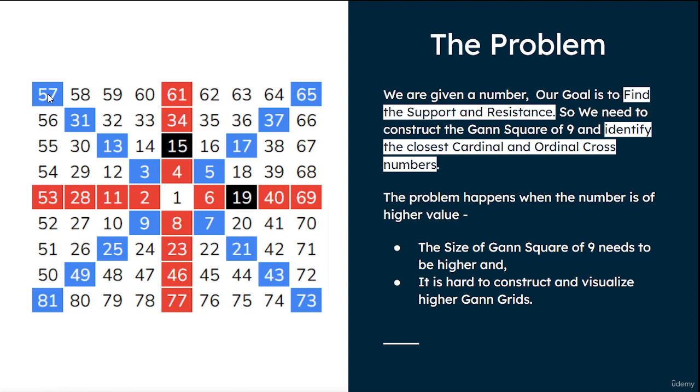This is a Gann square of 9 with a size of 5. But if we have a bigger number, we need to have a bigger Gann square of 9, and it is very hard to construct that, at least visually. Now Gann grids, Gann square of 9, Gann wheel, Gann pyramid, they are all the same thing. So a Gann grid with a view of square of 9 is the same thing as Gann square of 9.